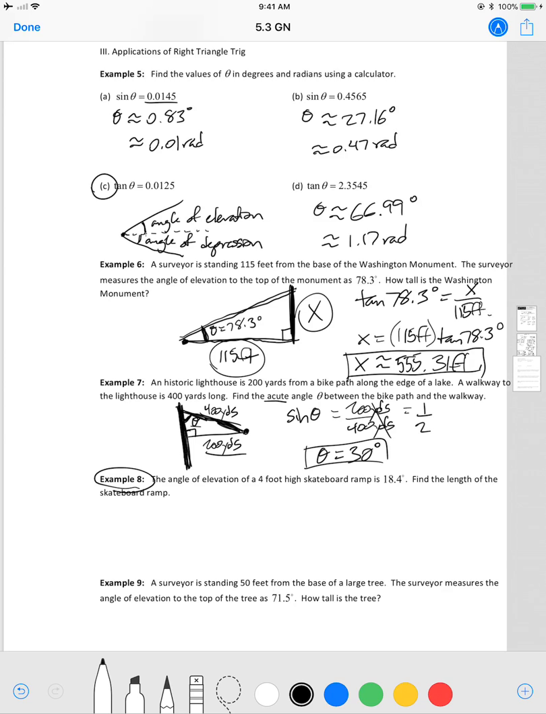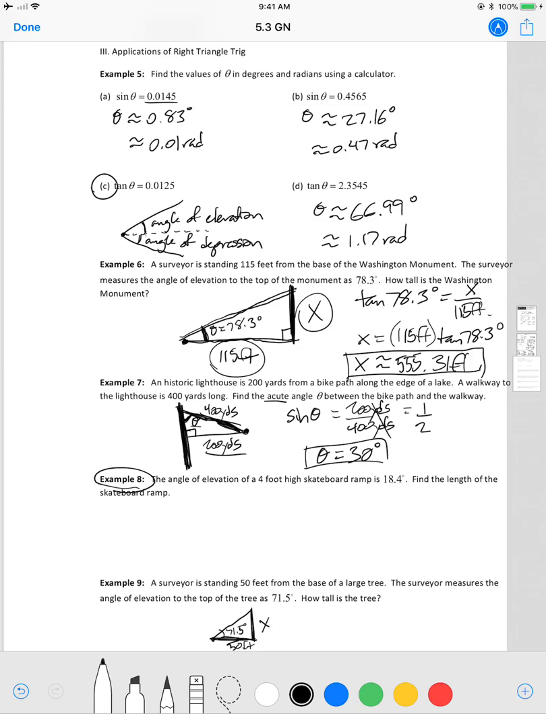I did my very best to keep this from getting too long. I do apologize. A surveyor is standing 50 feet from the base of a tall tree. So here's my tree. The surveyor is standing 50 feet away, right here. I don't like the way I drew this picture. It's hard to see. 50 feet there. The surveyor measures the angle of elevation. So from here, looking up, the angle of elevation is 71.5 degrees. How tall is the tree?